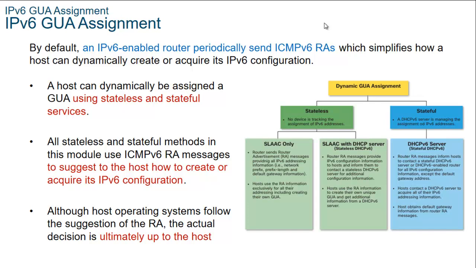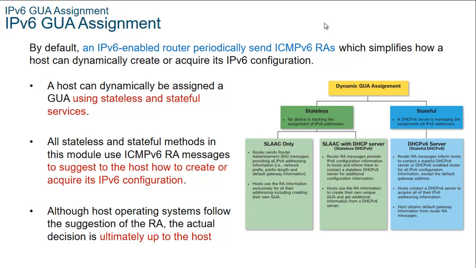In the stateless DHCP version 6, the router RA messages provide the IPv6 configuration information to the host and then inform the host that they have to contact the stateless DHCP server for additional configuration information. So hosts use the RA information to create their own unique GUA and get the additional information from a DHCP version 6 server. So in this case, a host gets part of its information from the router advertisement, and then it gets the rest of the information from the DHCP server.